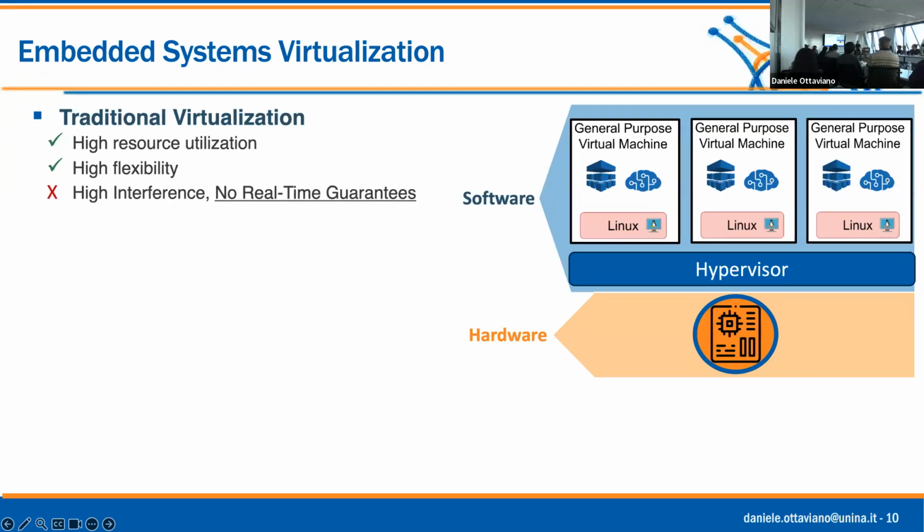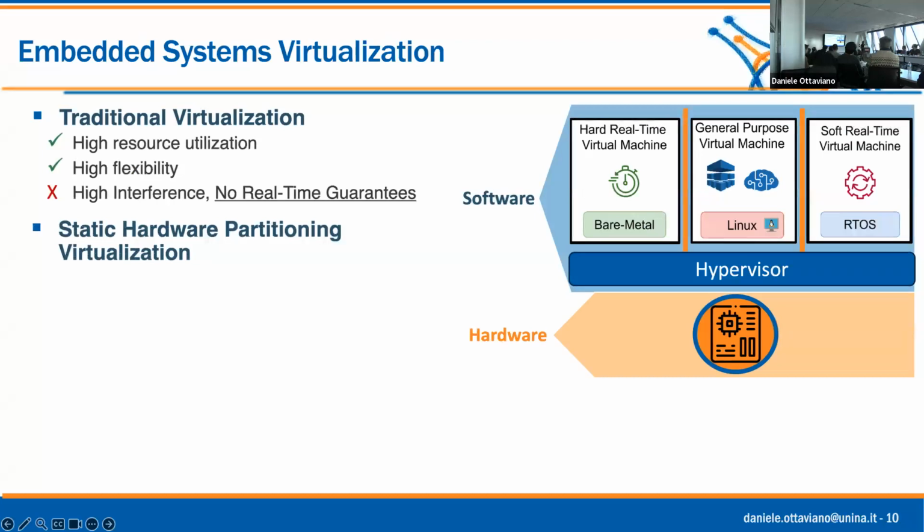There is high interference between virtual machines, unpredictable interference that removes the possibility of having real-time guarantees. So we don't have real-time guarantees with traditional virtualization. So what is going on in research now is that people are moving to real-time virtualization. There are several kinds of real-time virtualization, but the one I want to focus on is the simpler one, I can say, that is static hardware partitioning.